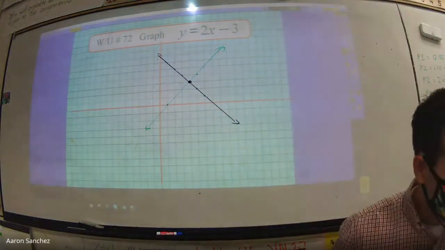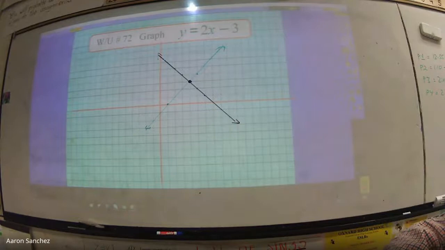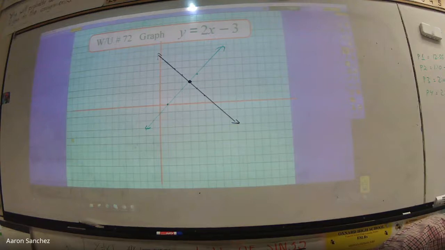Now I want you to tell me what that point is as best you can, and that is your answer. Count over, count up, how far over, how far up. Write down your two coordinates, your x coordinate and your y coordinate, and then tell me what that point is. That'll be your answer. We're going to find out where the two lines intersect for the system of equations, and that will be our answer. Do the best that you can.